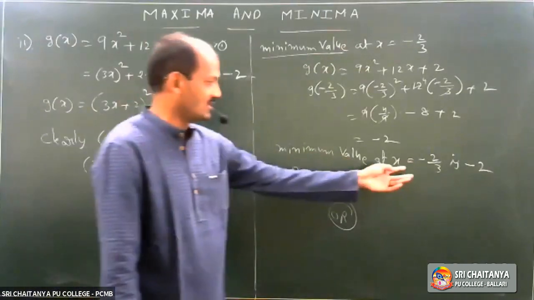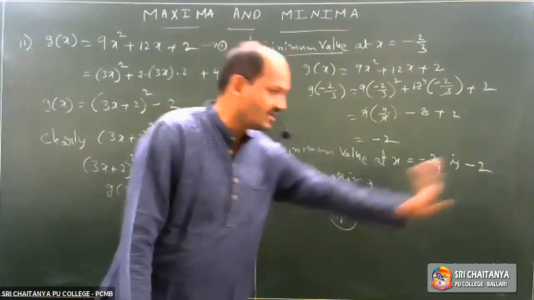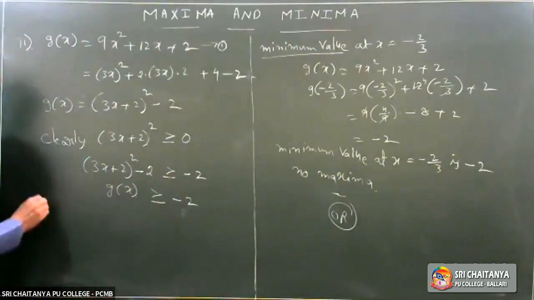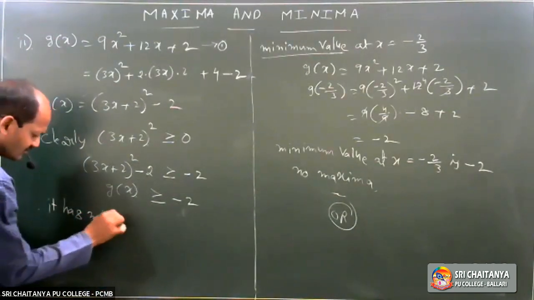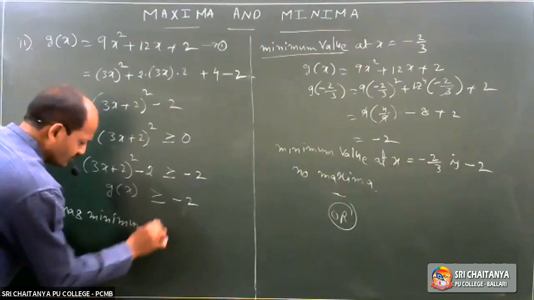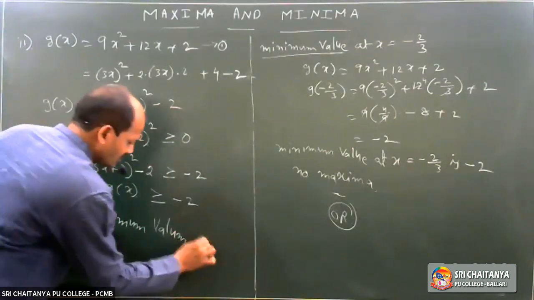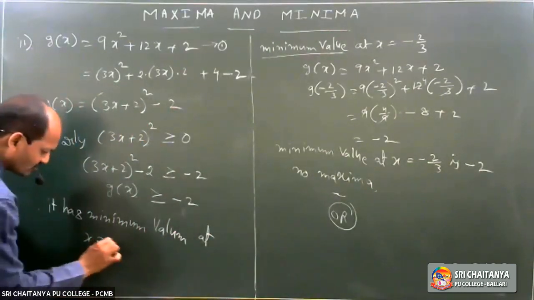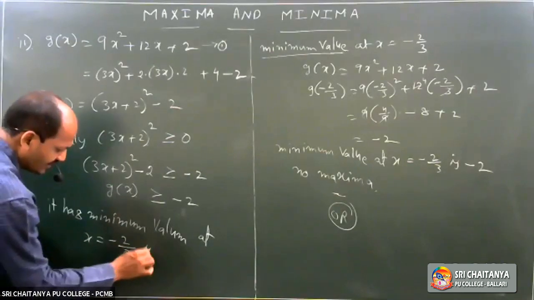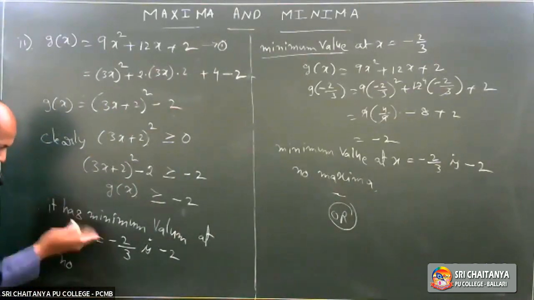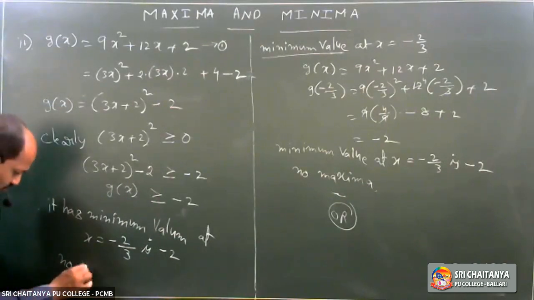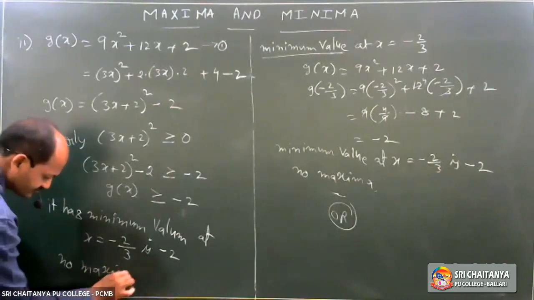Already we proved this in the first method. At x equal to minus 2 by 3, it is minus 2. So it has a minimum value at x equal to minus 2 by 3, which is minus 2. So it does not have a maximum. So no maximum.